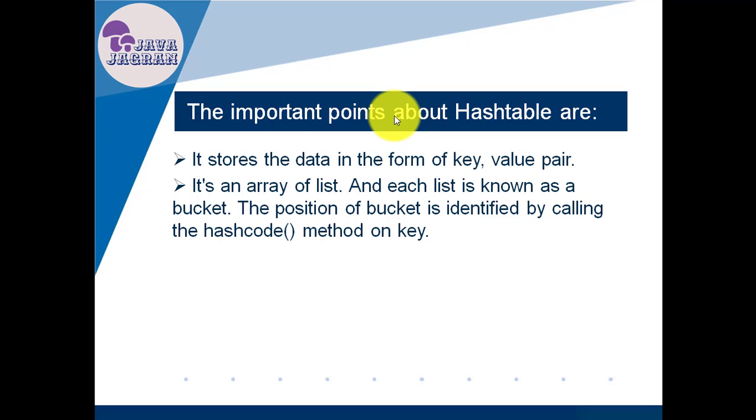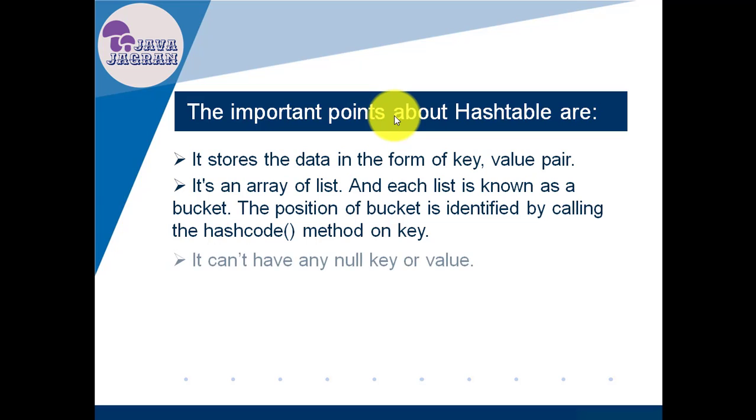To find the position of the bucket, it will identify from which index, which list we have to store in. The bucket is the list we are talking about. It identifies it by calling the hashCode method on the key. That's why the name hash is attached to the name of the class, hash table, because all the operations are performed based on the hash code only.